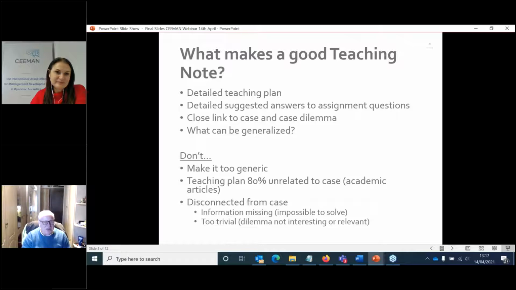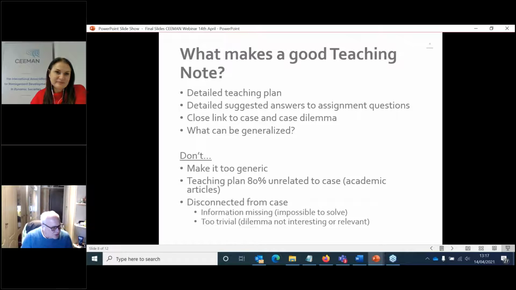So it's too general. You need to give specific answers building on the specific case facts in order to have a good answer to the question. Link the case and the case dilemma to the questions. So the teaching note and the case need to be linked. That does not always happen.